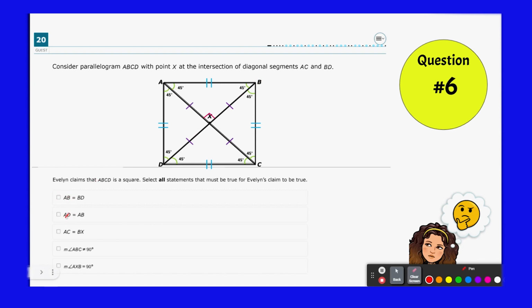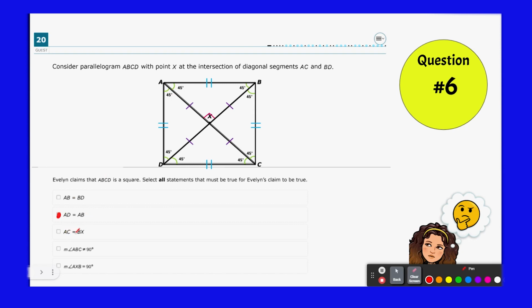Well, how about AD? Is that equal to AB? So AD, is that equal to AB? It is, because we know that to be a square, all the sides are the same length. So side AD would have to be equal to AB. So we will go ahead and just color that one in. Okay, that one has to be true for this to be a square.